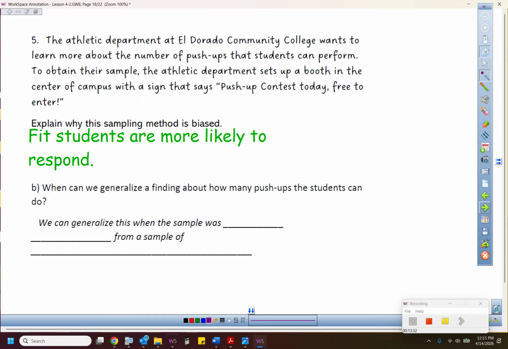When can we generalize a finding about how many push-ups they can do? Guess what we should do at this school? Take a random sample. If you randomly selected all kinds of students and kind of forced them to do push-ups, which is cruel, but it's like, how many push-ups can you do? I don't want to do any. Too bad, do them. Randomly select.